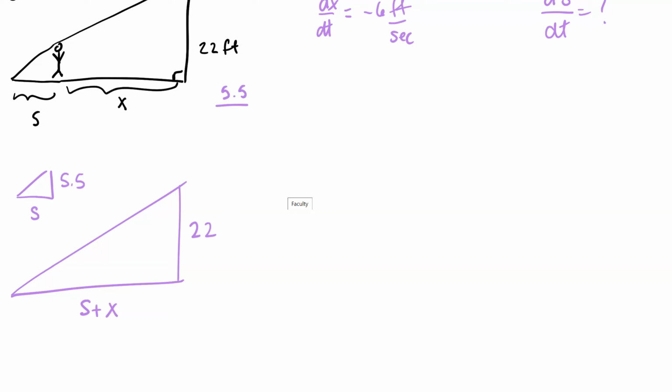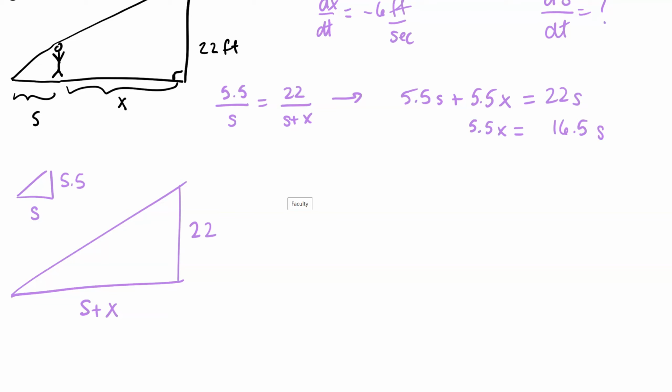So I'm going to write a related rate. 5.5 over s is going to be 22 over s plus x. Cross multiply. So I'm going to have 5.5s plus 5.5x is equal to 22s. If I subtract the 5.5s on the other side, I have 5.5x is equal to 16.5s. I'm sorry, my s's and 5's are kind of similar, so I'm trying to make the s curly-ish. So this is my relation between s and x.